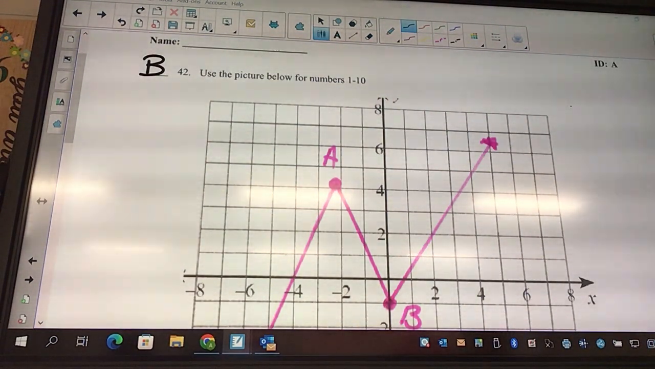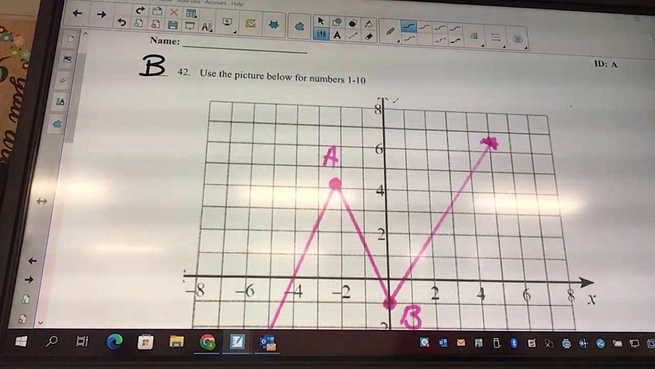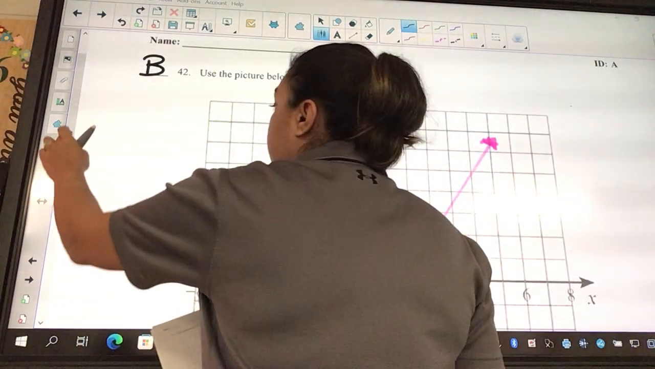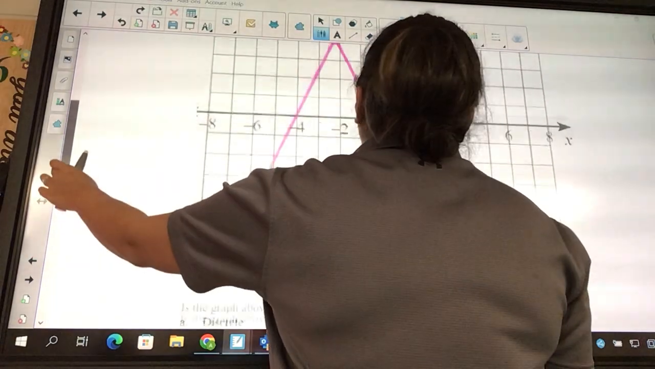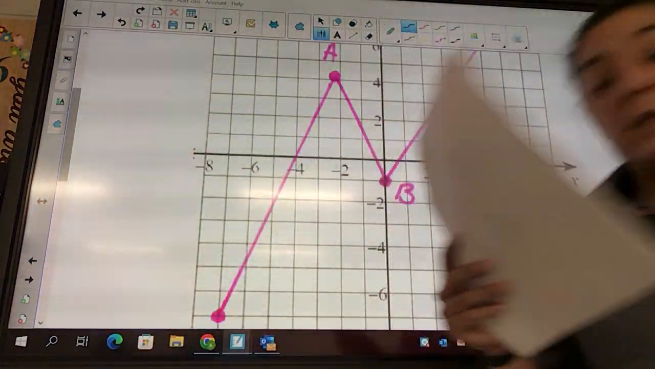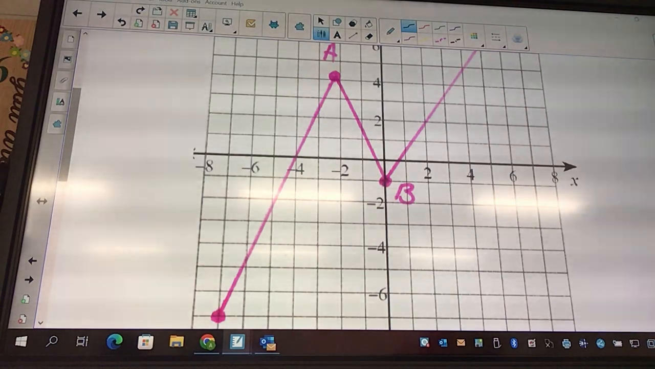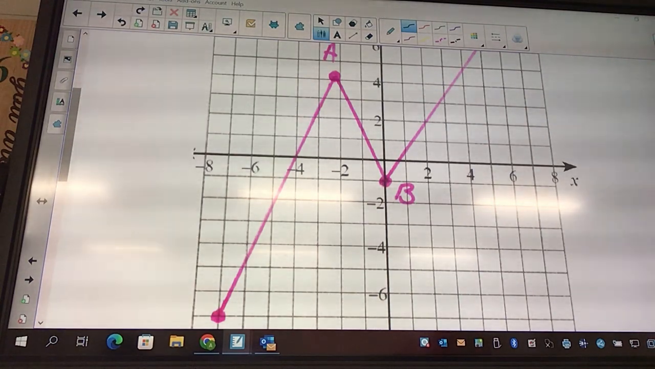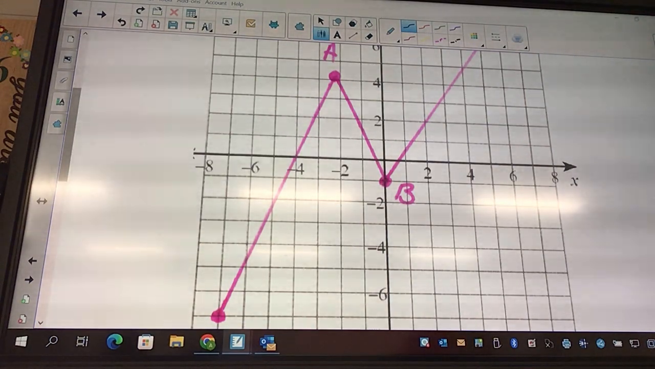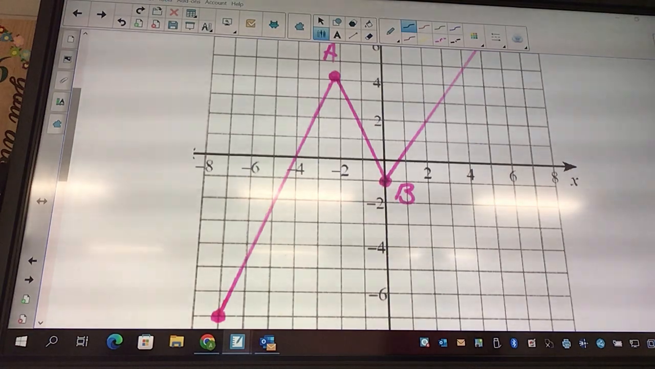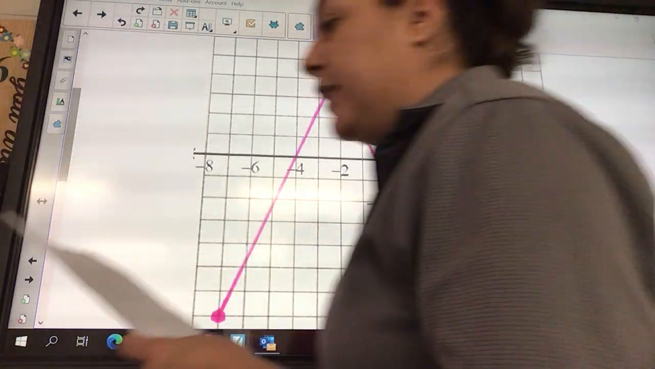Is this graph linear or non-linear? Non-linear. Okay, so 44. What is the domain? -7 to infinity. So that is going to be C. 43 is C. No, 44. Sorry. 45. What is the range?